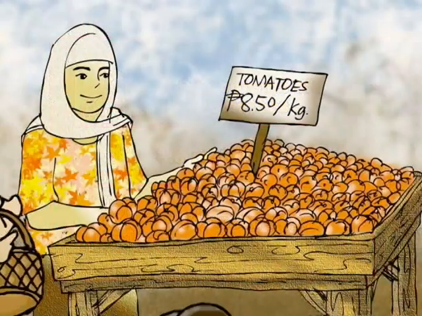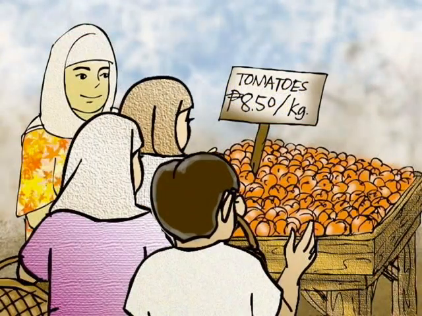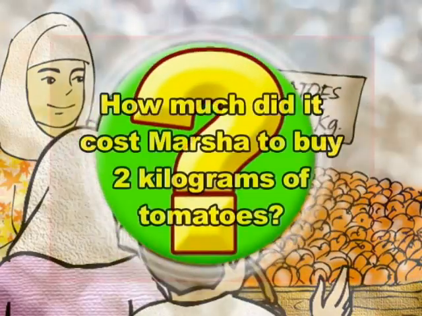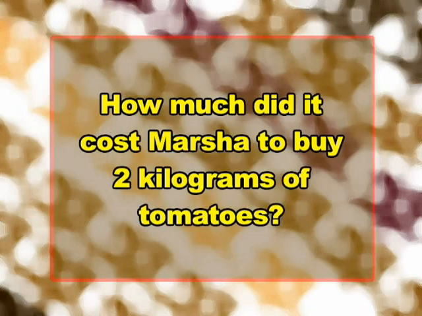They went to the fruit and vegetable stand first for Marcia's tomatoes. Marcia saw that a kilo of tomatoes costs 8 pesos and 50 centavos. Here's my question. How much did it cost Marcia to buy 2 kilos of tomatoes? Let me do this first. You get the next one, okay?